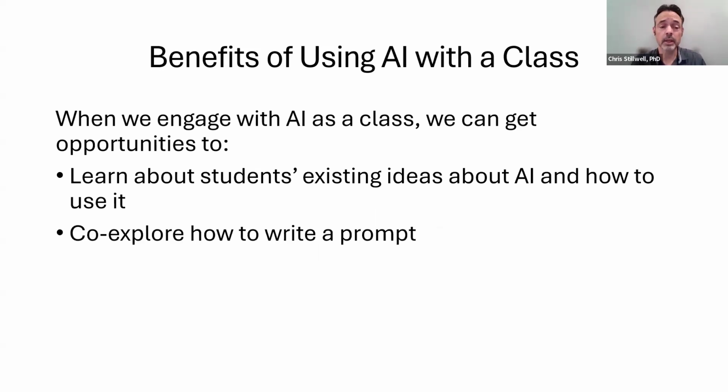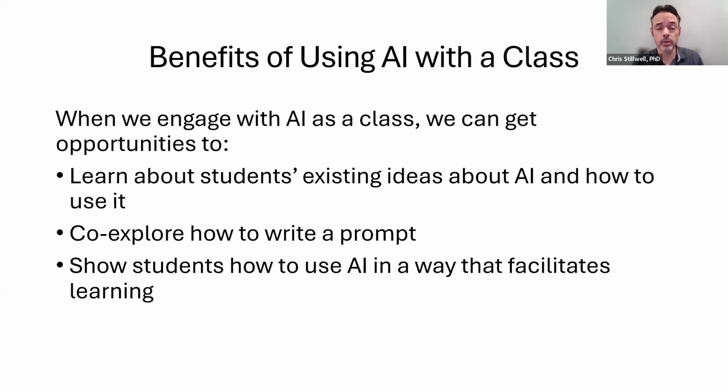And then together we can explore it. We can co-explore how to write a prompt. We can experiment. We can try what the students say first. Maybe it doesn't work as well as we would like. We can give advice. We can try some different things together and try to come up with something that seems to work well. We can also show students how to use AI in a way that facilitates learning.